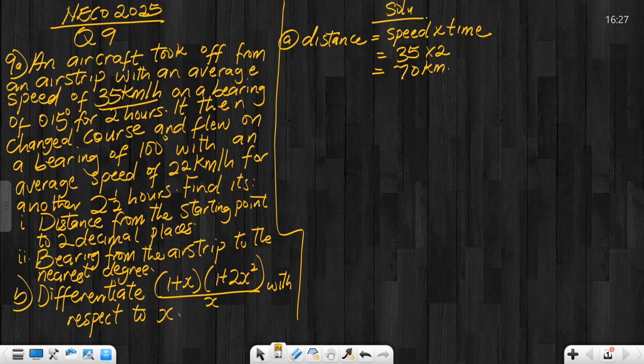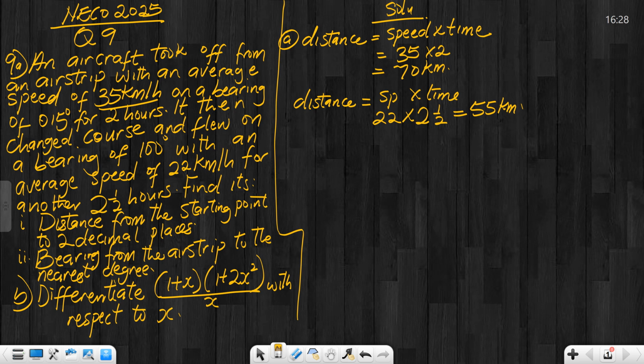Then for the second, we have distance to be still speed times time. And the speed given to us is what? 22 km per hour times 2.5. And 2.5 is 5 over 2. And this will give me 55 km. So now let's put this in the diagram.